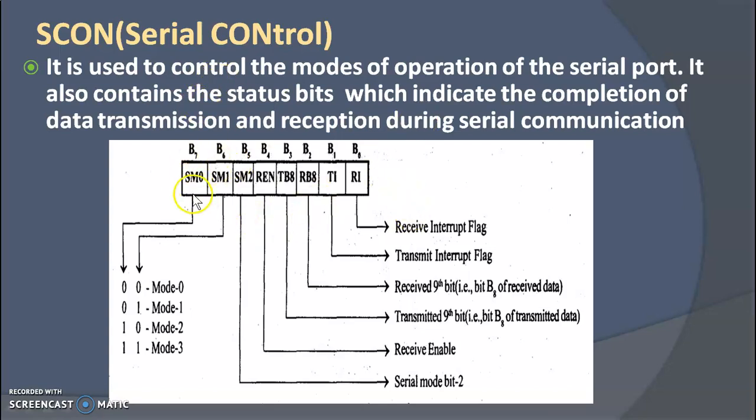So these are the different bits of serial control register. RI is receive interrupt flag, TI is transmit interrupt flag. Then RB8 and TB8, they are the ninth bit of the received data and ninth bit of transmitted data. Whenever we are receiving serial data, we enable this REN bit, which is receive enable bit. Then SM0 and SM1, they are used for selecting the mode of serial communication. Depending upon these two values, we can select different modes of serial communication.